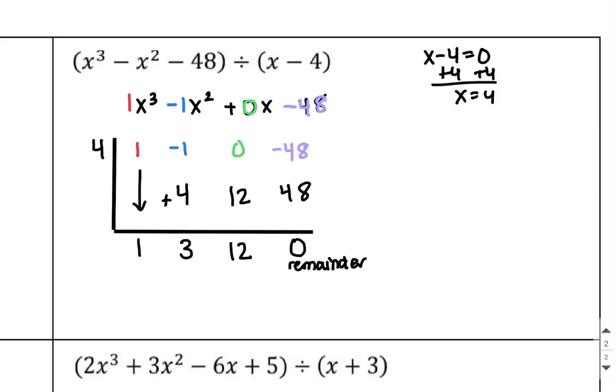This is my constant. I always mess that up. The one to the left of that is my x term, and the one to the left of that is my x squared coefficient. And so my final answer is x squared plus 3x plus 12, and that's my final answer.